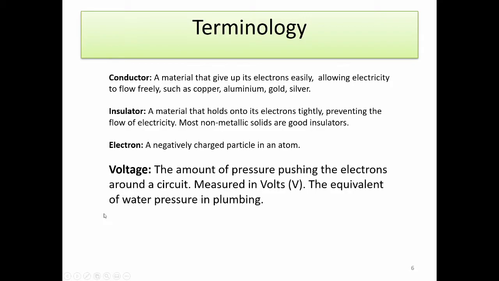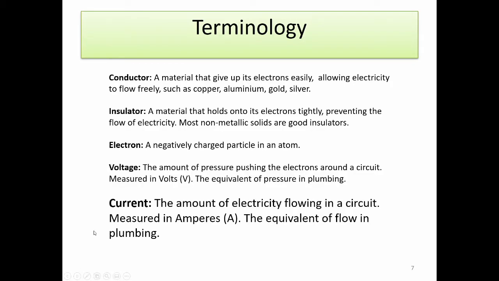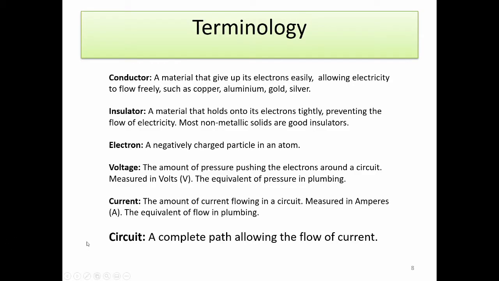Voltage. Voltage is the amount of pressure pushing the electrons around a circuit, measured in volts, for which the symbol is V. This is similar to the water pressure in plumbing. Current. Current is the amount of electricity flowing in a circuit. It's measured in amperes, symbol A, and can be compared to the flow in a pipe in plumbing. Circuit. A circuit is a complete path allowing the flow of current. You'll see more about this later.